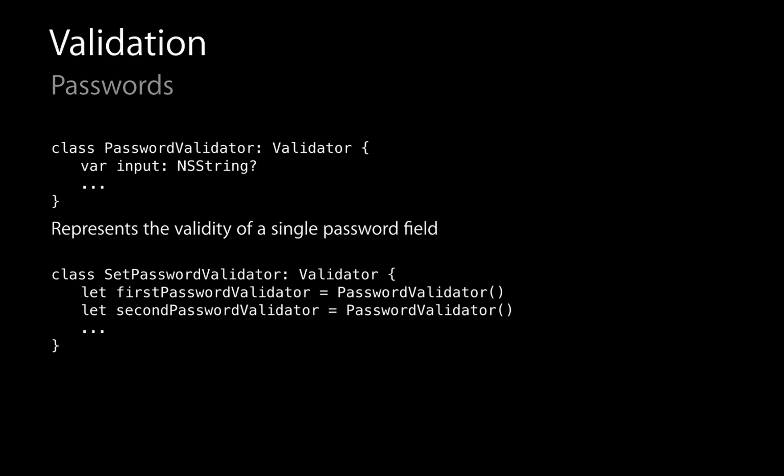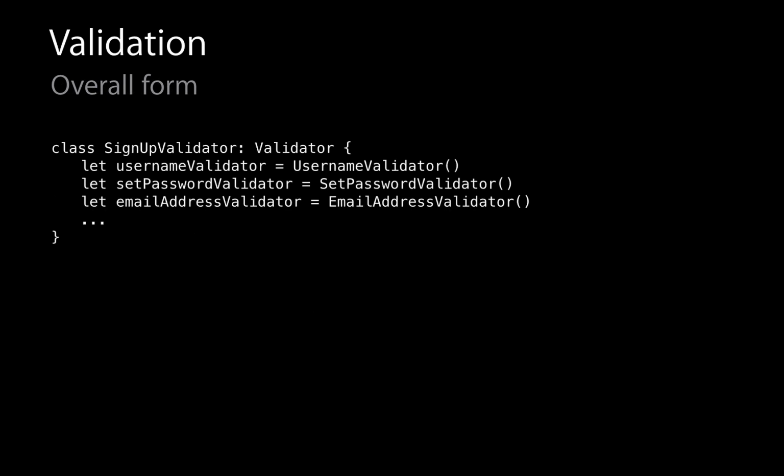So we'll create a set password validator that has two password validators. This is composition in action. It's going to represent, in addition to the password fields individually being valid, that they're also matching in value. We can also apply this composition technique to our overall form. We have our username validator, set password validator, and email address validator.